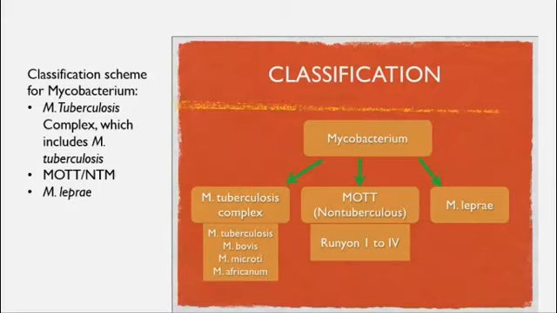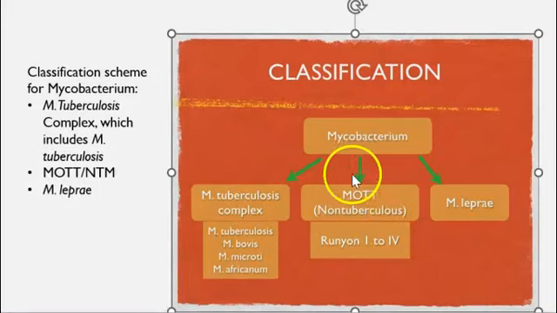So now let's look at some different classifications of our Mycobacterium species. So this one is pretty simple. You have your Mycobacterium up here as an overall category. Then you have your Mycobacterium tuberculosis complex over here. And then you have certain species that fall underneath that category that can cause tuberculosis, either in humans or animals.